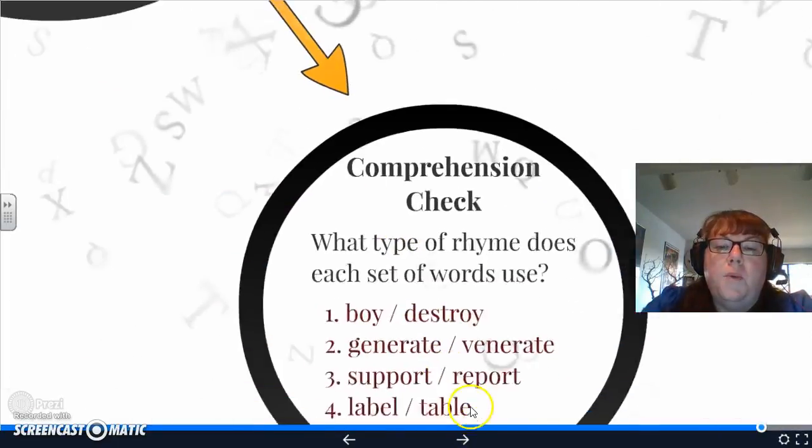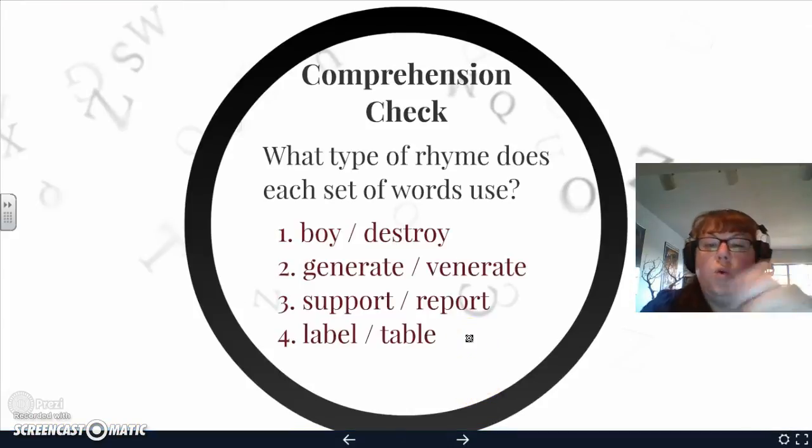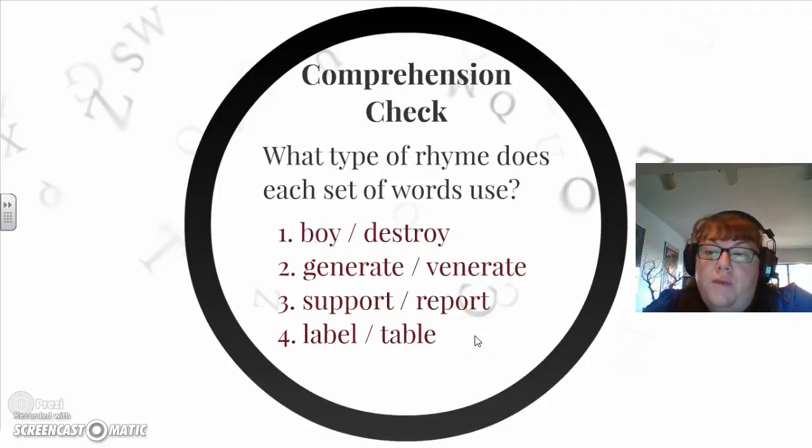Okay, now let's do a quick comprehension check. Like I've done before, I'm going to put these as questions in the video. So you might want to pause, write these down, and figure them out before the video actually stops, and make sure you answer these questions. What type of rhyme does each set of words use? I don't care if it's perfect, I, or slant. What I care about is the number of syllables. So is it masculine, is it feminine, or is it triple? Then we will go over these in class tomorrow, and obviously you'll get the answers from the multiple choice as well, and I'll only give you those three options so as not to confuse you. So you have boy, destroy; generate, venerate; support, report; label, table.